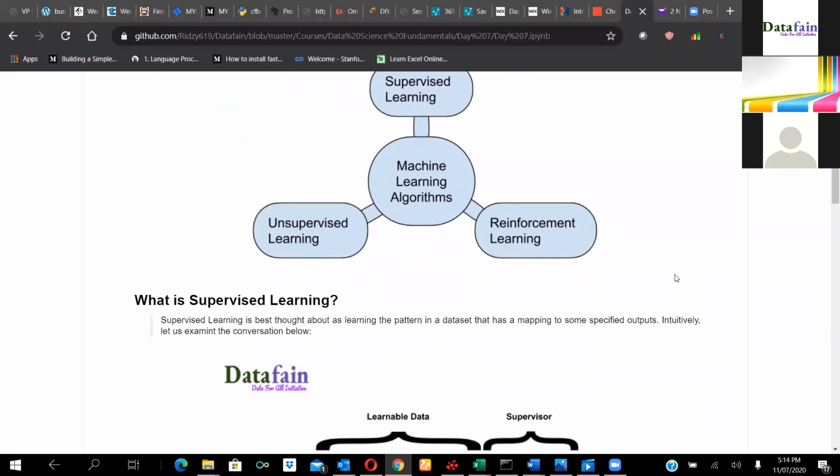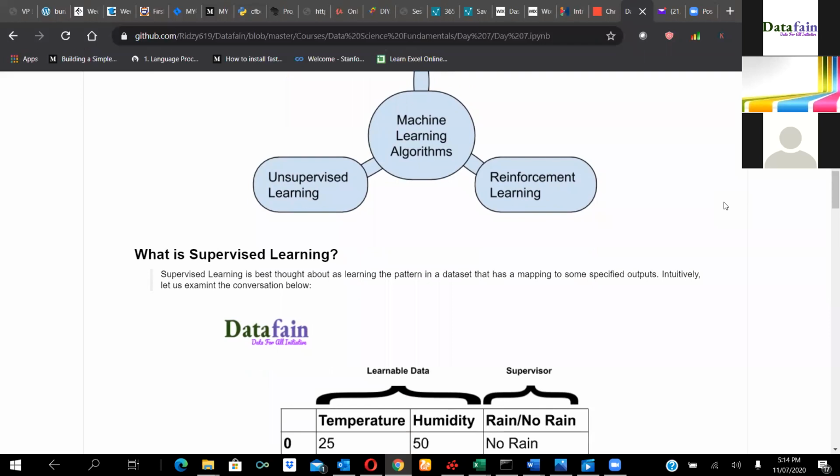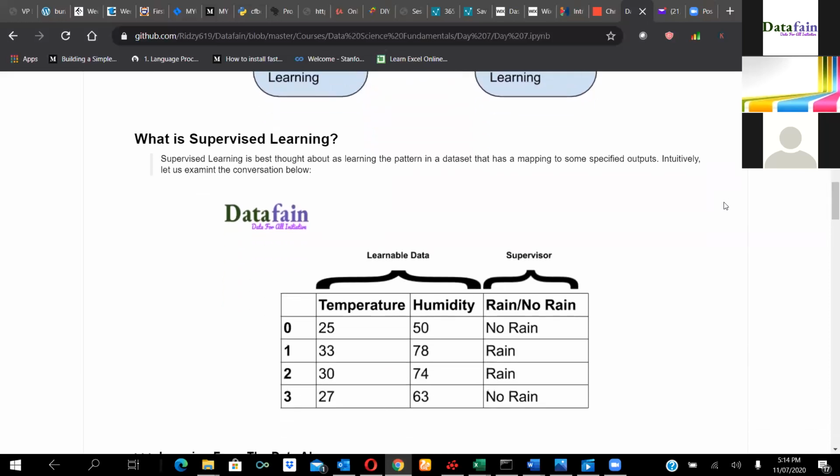Now, what is supervised learning? Simple. Supervised learning is best taught as learning the pattern in a data set that has a mapping to some specified outputs. So there's something I want us to take note of here that is very important in supervised learning. It says specified output. Specified output.